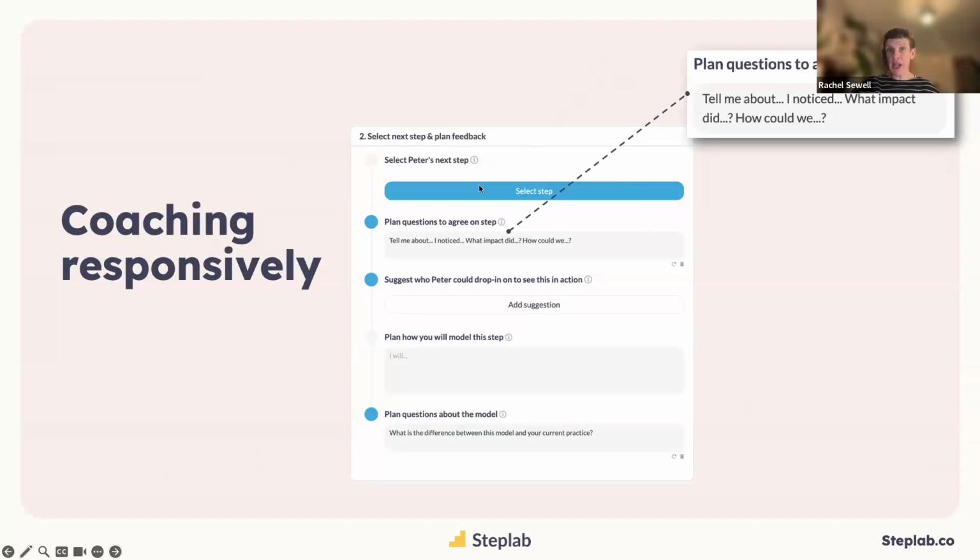So on Steplab, when you've selected your step, you then get prompted with these stems, which hopefully you'll recognize. So, tell me about the moment when. I noticed that 3 students wrote imprecise definitions of the word alliance in their book. What impact did this have on student learning or student understanding? And then finally, how could we begin to solve that problem, or what could we do differently next lesson? So hopefully now on Steplab, when you see these prompts, you'll understand the agonizing, the careful thinking, the research that's gone into them, and that's going to help you to think about how you might use them with your coachee.